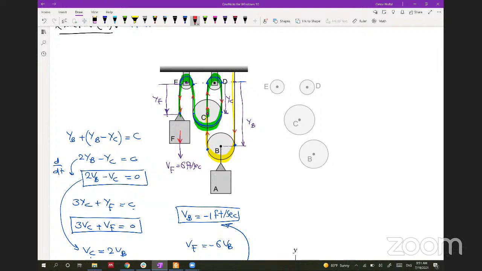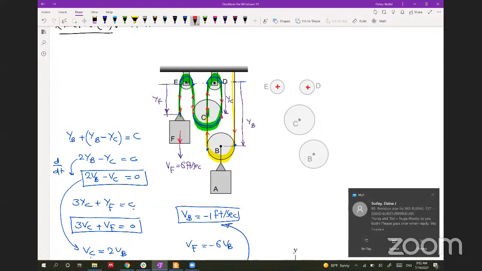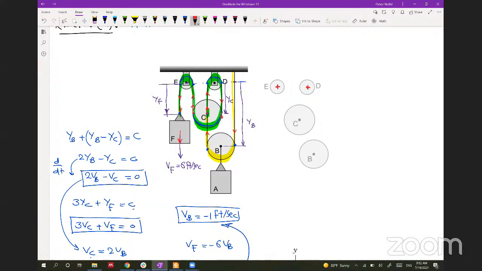The second thing, you will need to determine the instantaneous center of zero velocity for as many pulleys as you can. So for pulley E and pulley D, it's very easy because we can see that this point is not moving. So the centers of these pulleys are the instantaneous center of zero velocity. For pulley C, it's quite difficult because you have many points moving. This point is moving up, and this point is moving up, and this point is moving down. So it's a little bit tricky, so we will leave it for now.